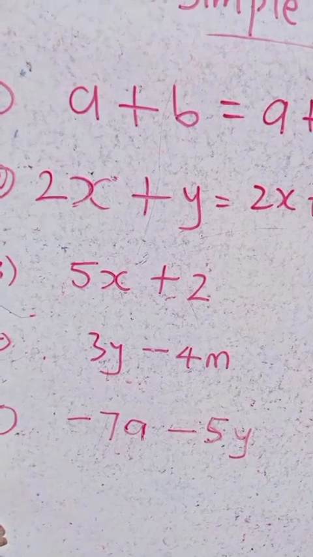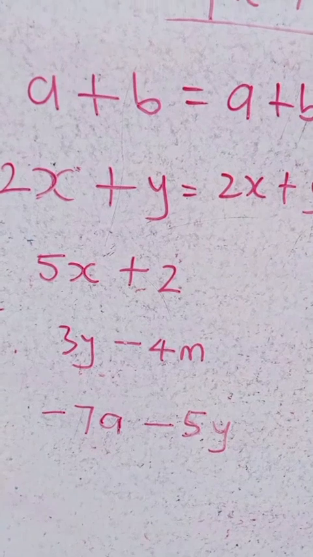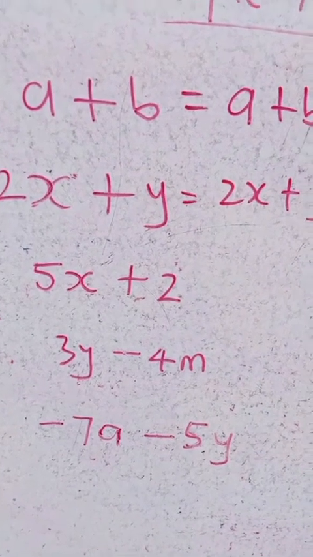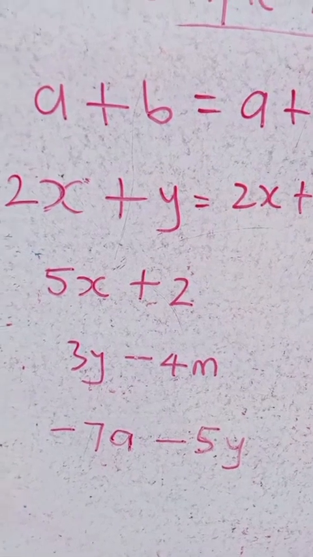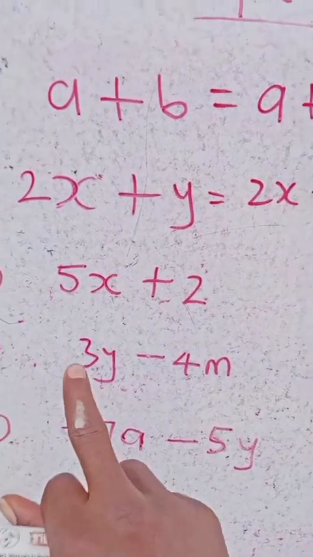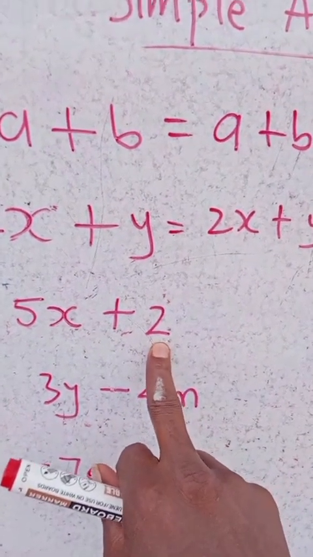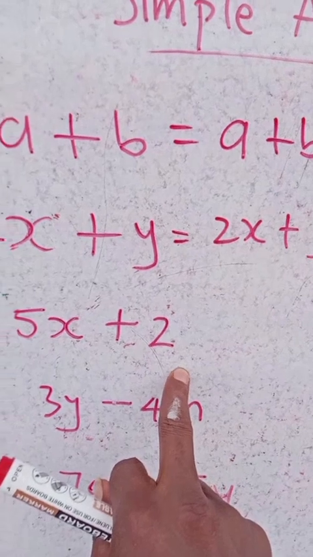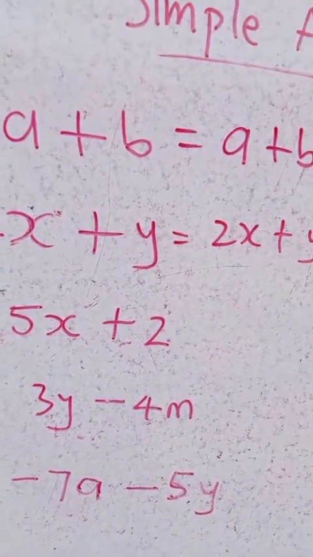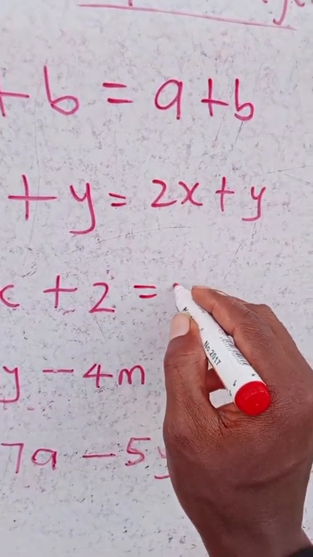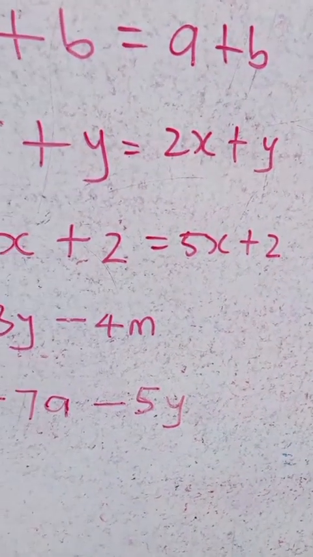This one is 5x plus 2. 5 goats plus an ordinary 2. There is no alphabet here, so it means these two things are not the same. The 5x and the 2 are not the same, so there's no way you can add them. So you still leave it like that: 5x plus 2.